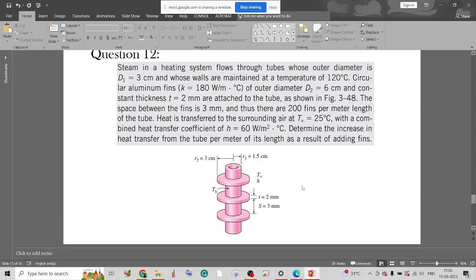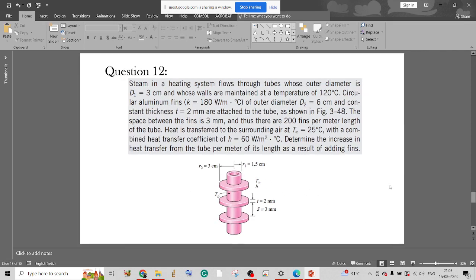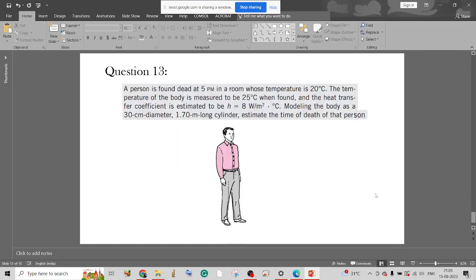Okay, so it's already 9:03. Let us proceed to the last question. The last question is very easy. I hope you can solve it in 3 to 4 minutes. So what is happening?